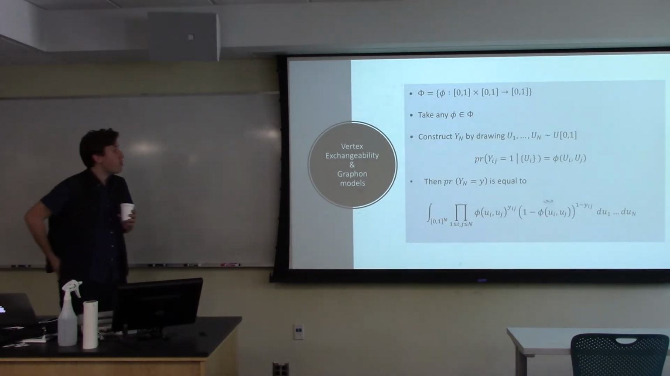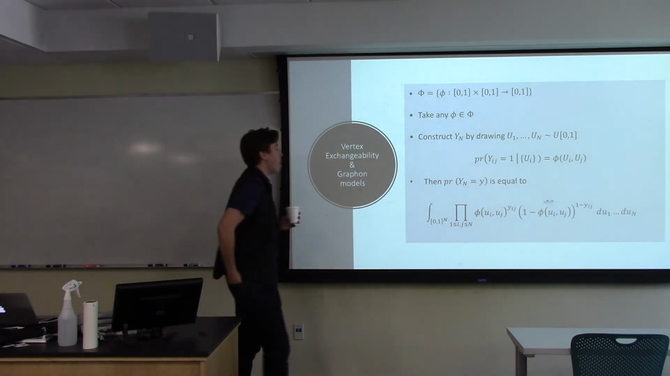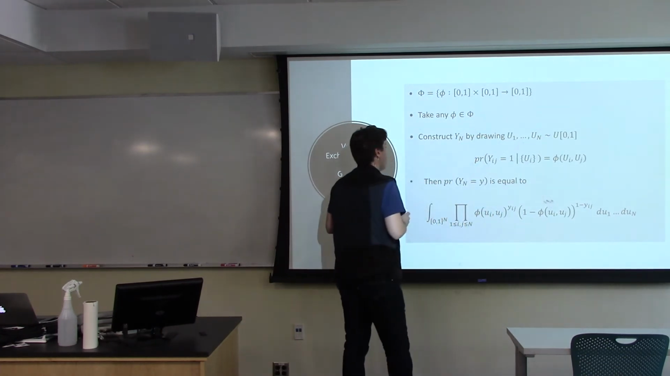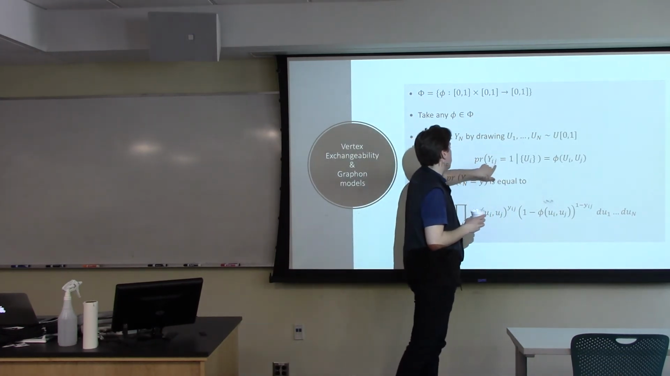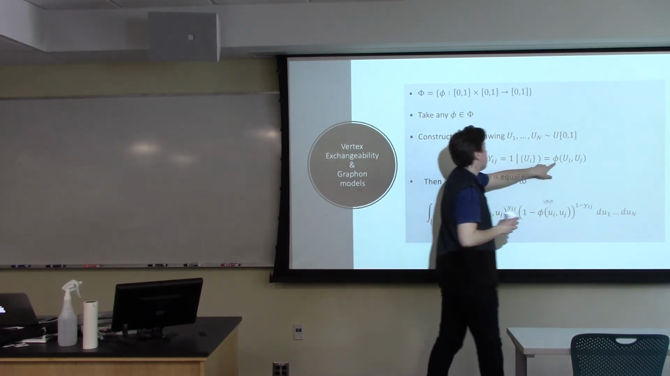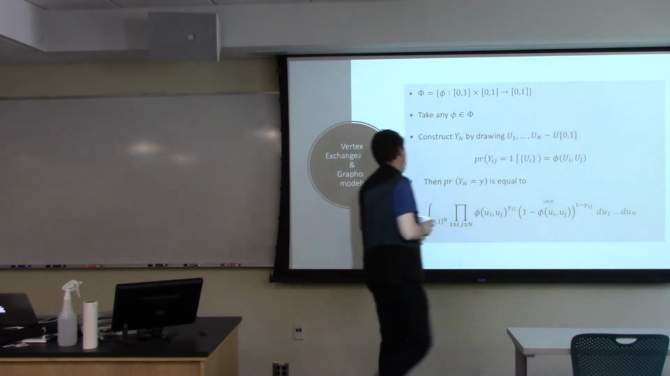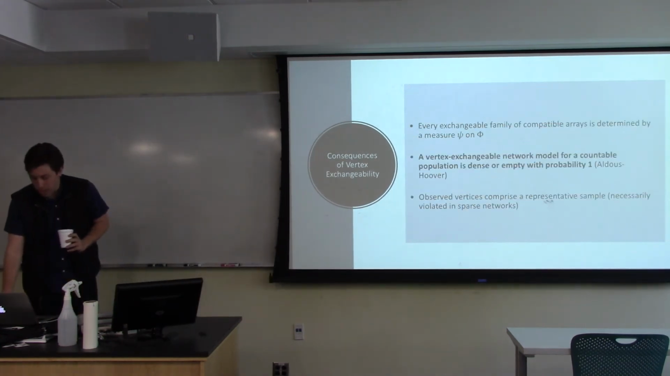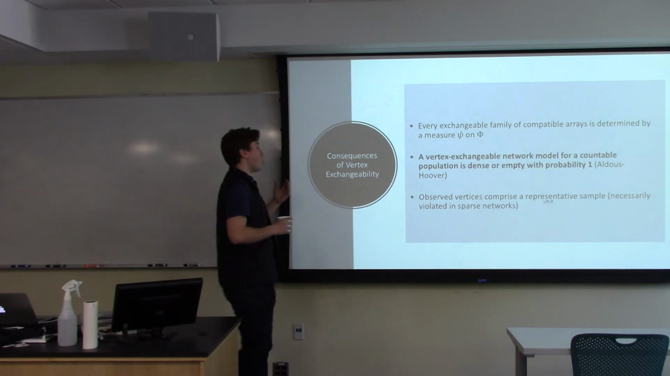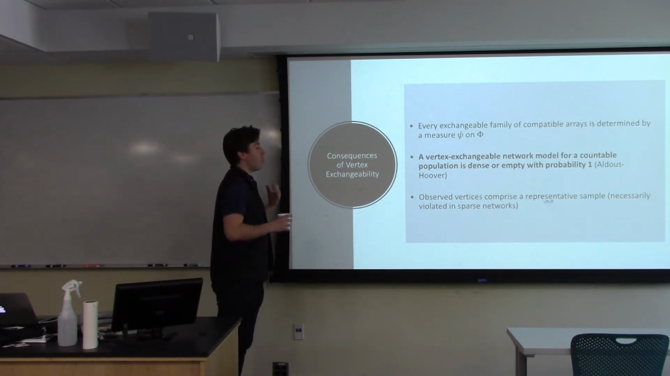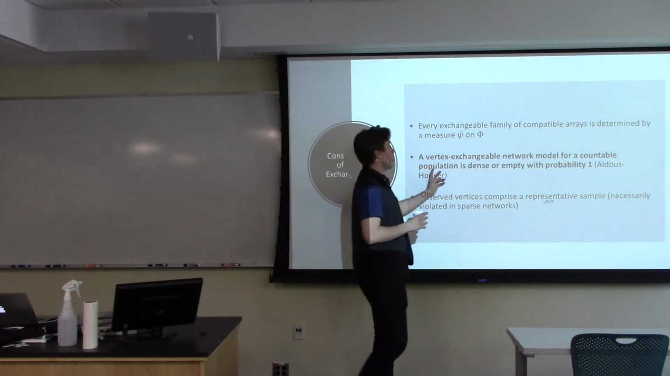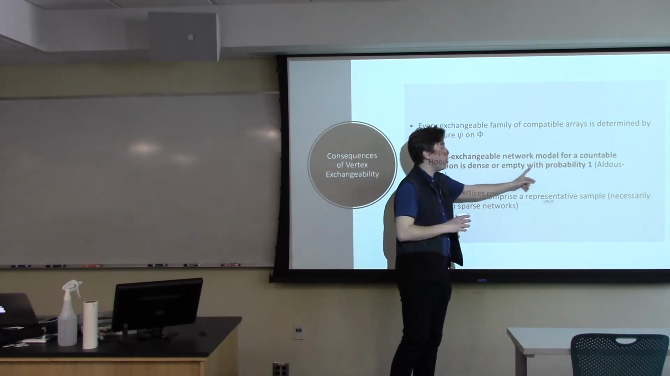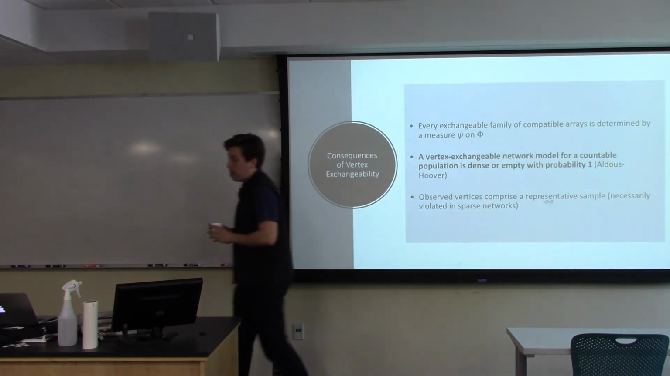So these graphon models work in the way where you have this phi function, which is a map from [0,1]² to [0,1]. You can think of it as the probability of Yij equal 1 given Ui and Uj is just phi of Ui, Uj. I don't want to get into the details here. What I want to point out, and this is the main point of putting it, is that under a vertex exchangeable network model, because you've assumed it's actually coming from a graphon, the vertex exchangeable network for a countable population is dense or empty with probability 1. And this is the Aldous-Hoover theorem.